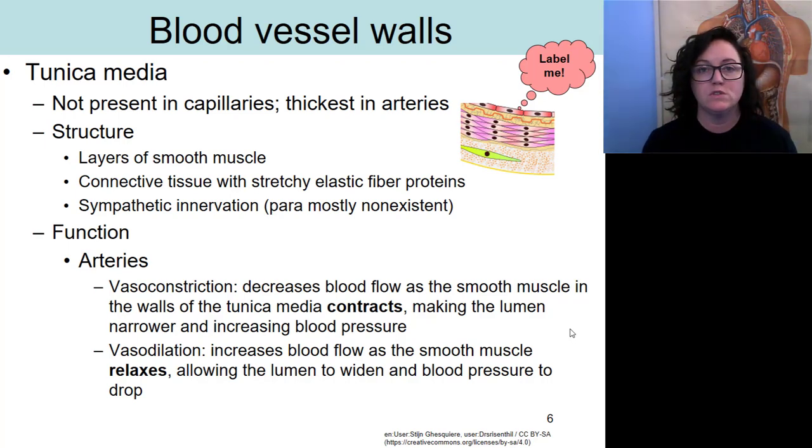And so we can use this to regulate blood flow to the organs that are being fed by these arteries, and we can also use it to regulate blood pressure. We talk a lot more about vasoconstriction and vasodilation in a different video about blood pressure. But just keep in mind that this particular layer is how we're going to regulate blood pressure and flow of blood to tissues.